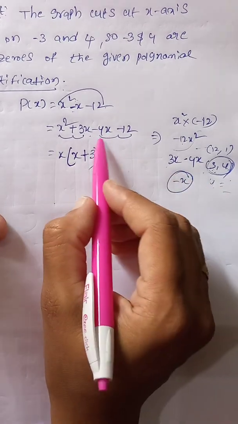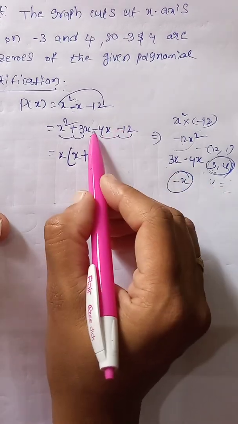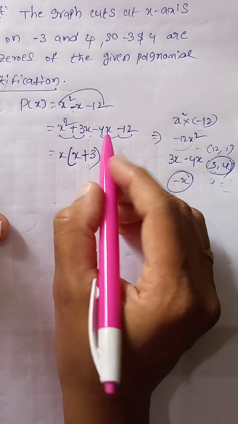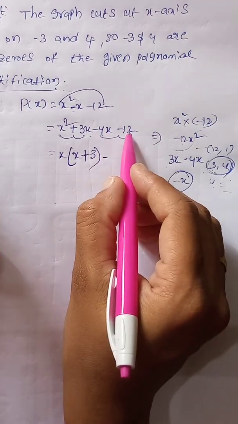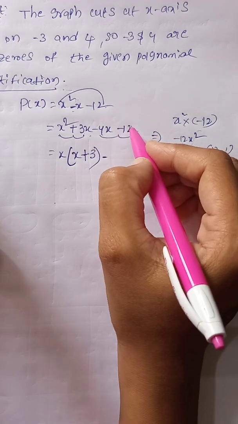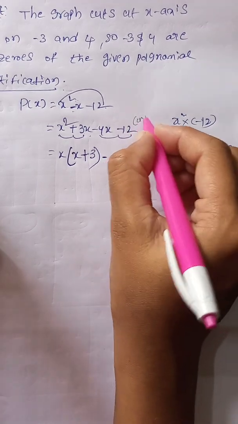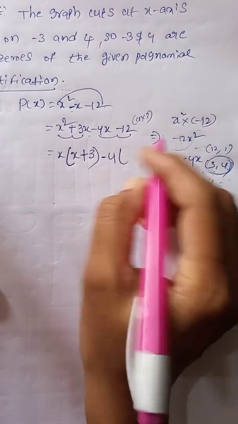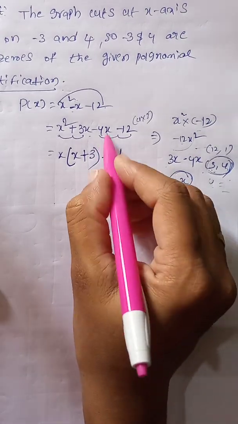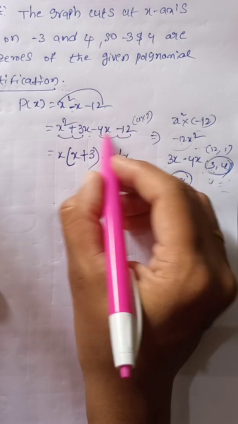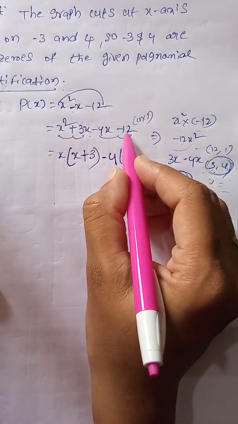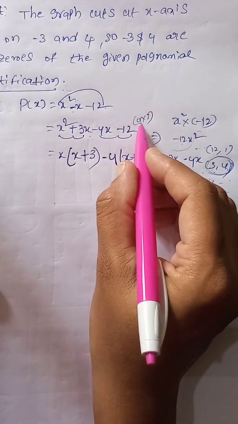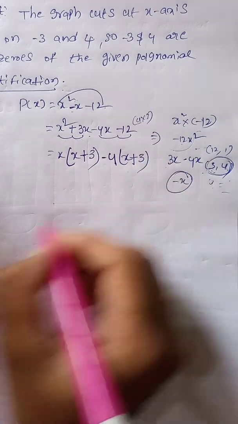Next, in these two terms minus is common. Take minus, and the 4 table: 4 threes are 12. So let us take 4 as common. After 4 is common, here we are left with x, minus is already common, plus. So 4 threes are 12, 4 is common, so we are left with 3.